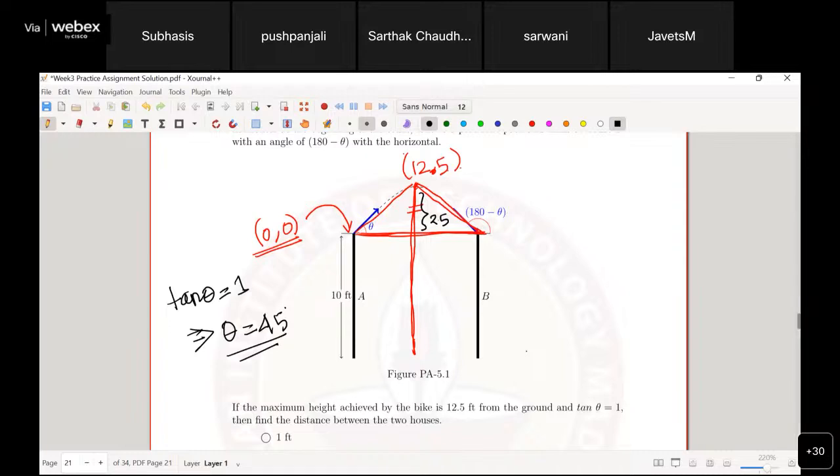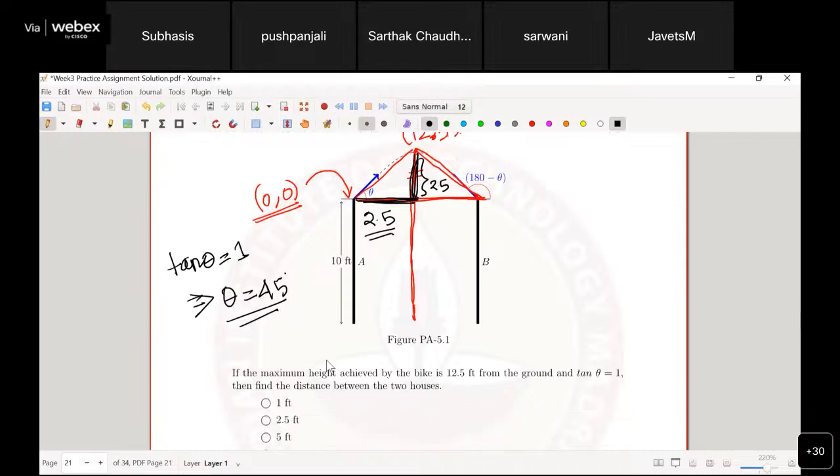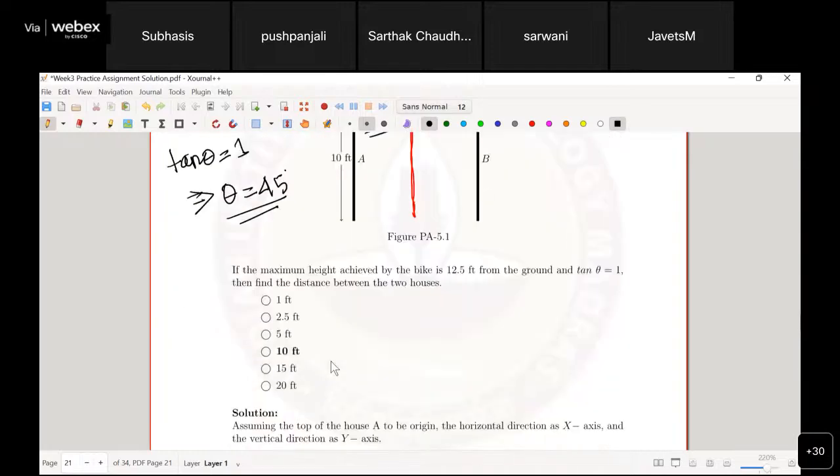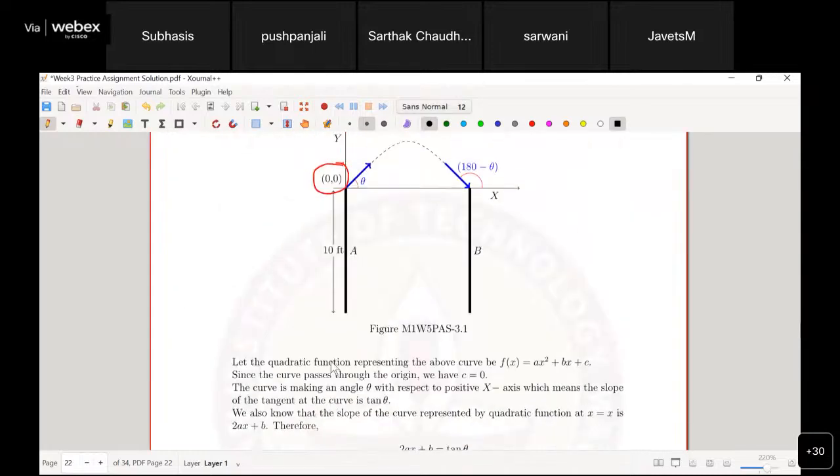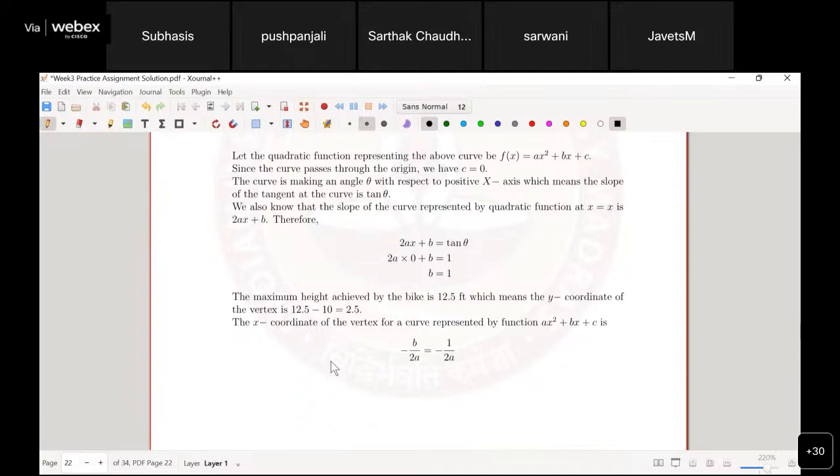the base and the perpendicular should be equal, because tan theta is perpendicular upon base, and if we take 1 equals 2.5 upon base, the base comes out to be 2.5. So the first half is 2.5, the second half will also be similarly 2.5, which sums up to 5. Yes, in some sense you are correct. So what is the answer given? It's 10, right?